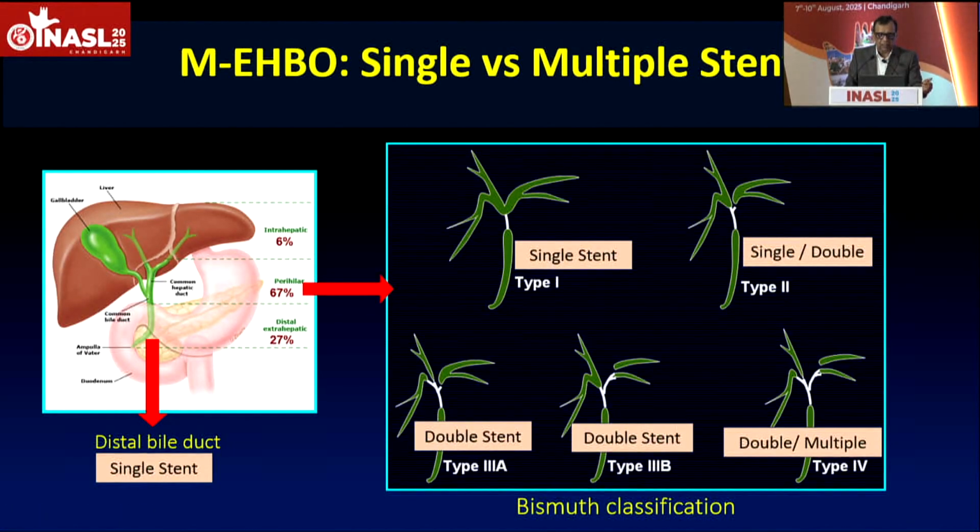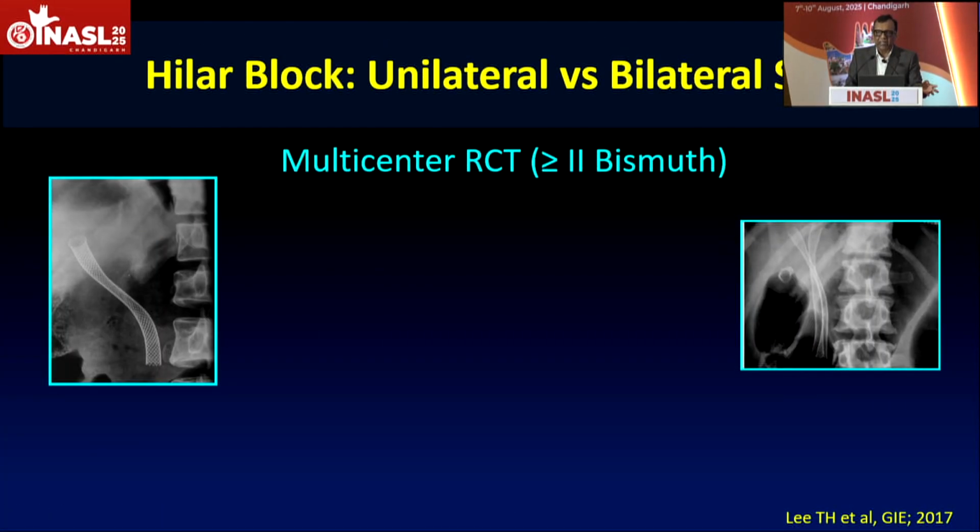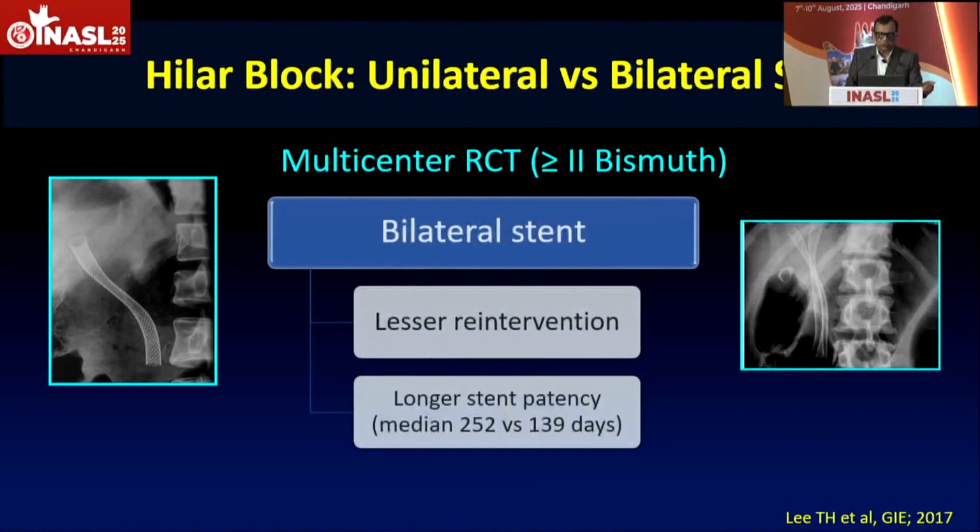For the distal bile duct stone, a single stent is required. For type 1, a single stent is required. For type 2, you may use a single or double stent. For 3A and 3B, usually double stents. For 4, usually multiple stents. Now, for hilar block, which is 2 or more than 2, it has been shown by multi-center studies that bilateral stents are better than single stents.